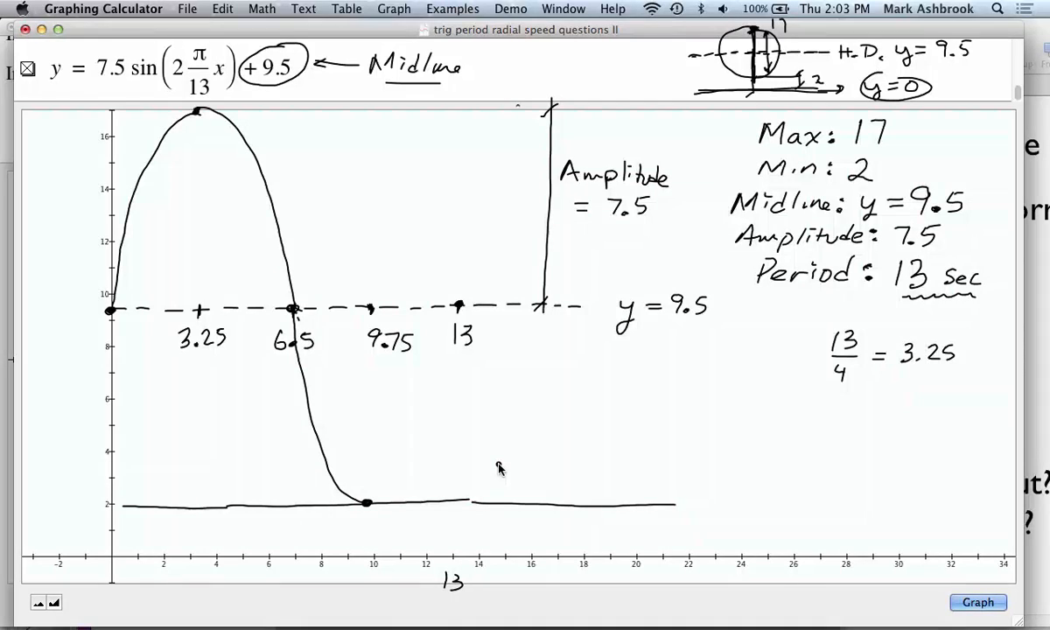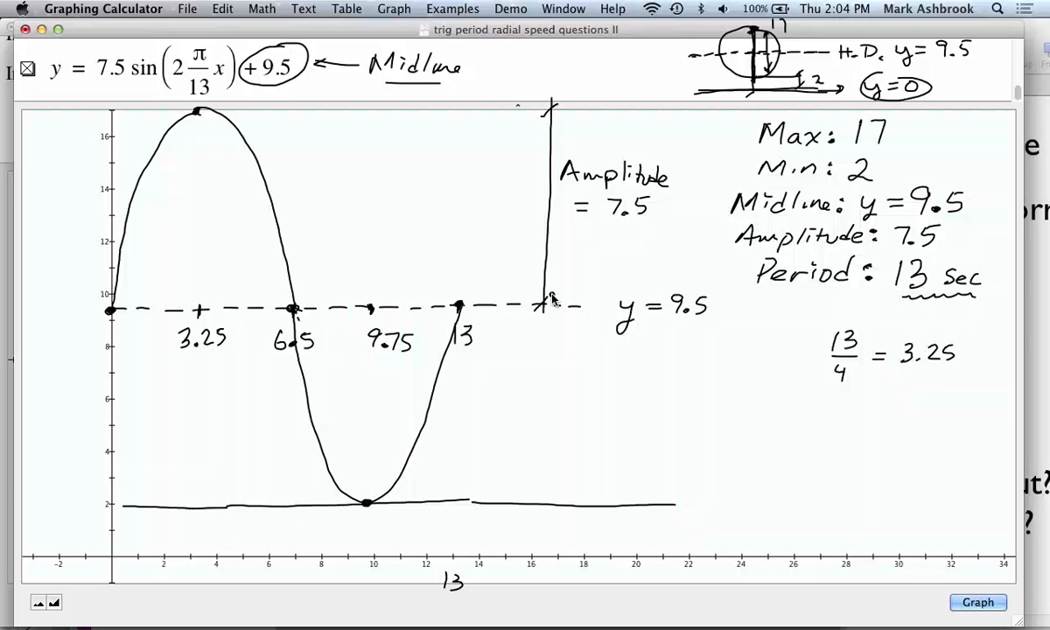Next thing, height is decreasing down to 2. Is the rate increasing or decreasing? From here to here, the height decreases. What about the rate? Does the rate increase or decrease? This is an increasing rate. The rate of change is negative, but it's getting less negative. That's an increasing rate. And then the height increases back up to 9.5. Is that increasing or decreasing rate there? Increasing rate. Changes are getting more positive.